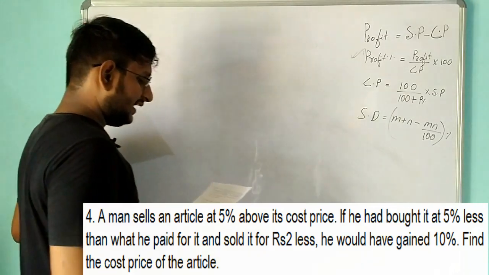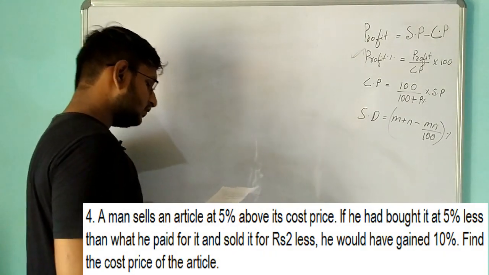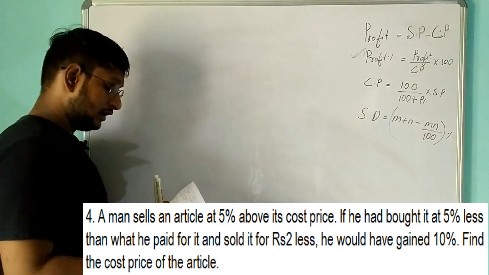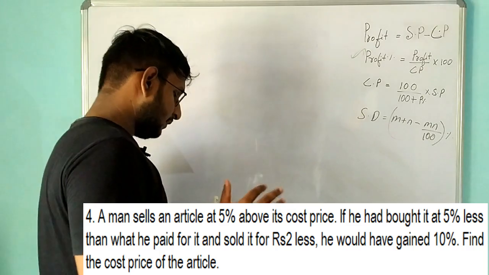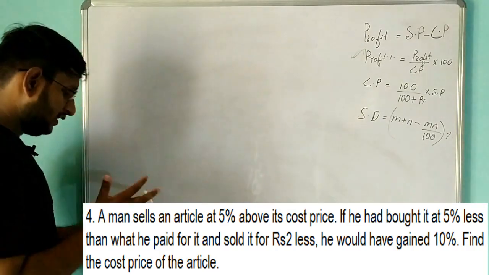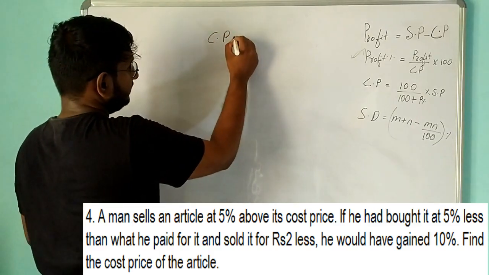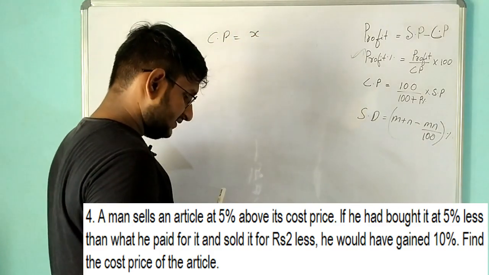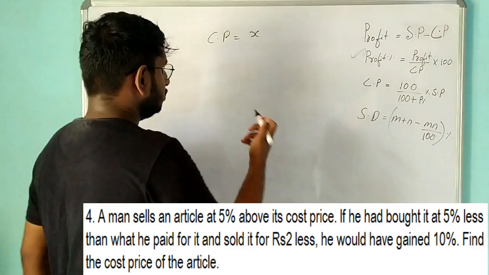If he had bought it at 5% less than what he had paid for it, and sold it for 2 rupees less, he could have gained 10%. Find the cost price of an article. They are asking us to find the cost price, so let's take the cost price as X, and a man sells an article 5% above its cost price.